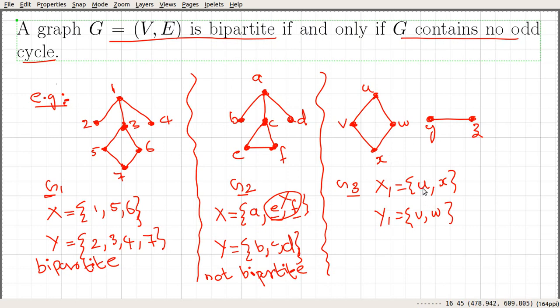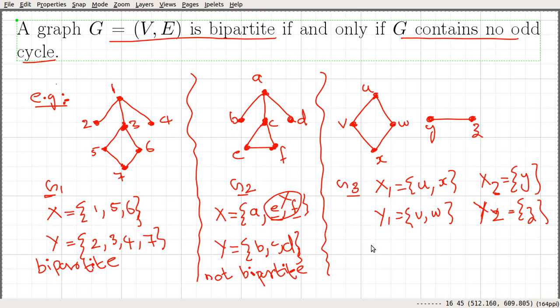There is no edge between the vertices in x1, only edges between the vertices in x1 and y1. Let's consider the second component. It's very easy. Let's define this partition x2 and y2. Let's put y here. If y is in x2, then z must go to y2. So this is y2.